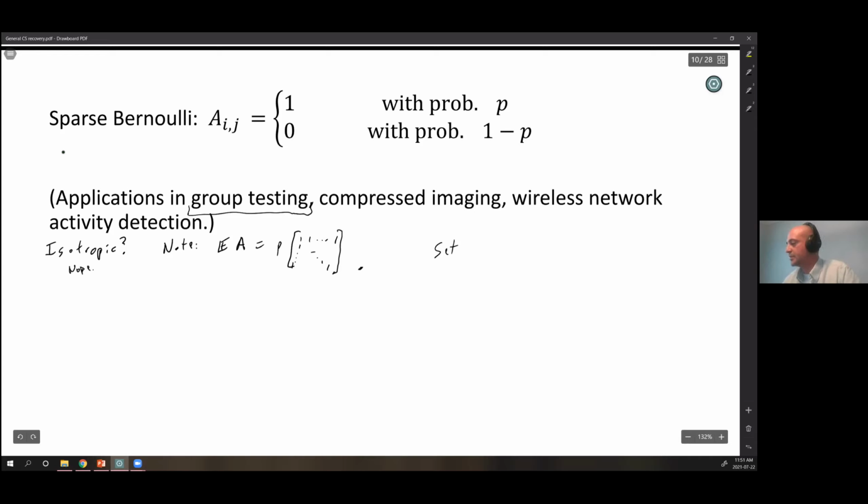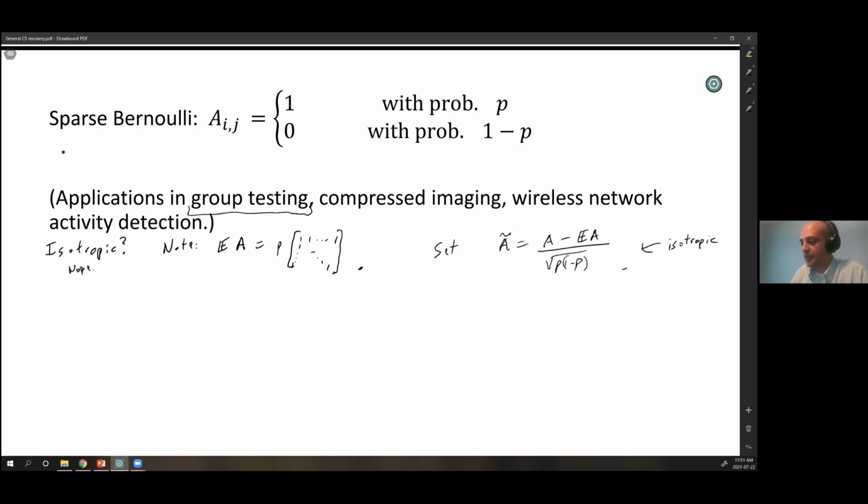Set A twiddle to be A minus expected value of A, which almost makes it isotropic, except with a little rescaling. There. And this is isotropic. So now this satisfies the conditions. And if you're actually given such a data matrix with a linear model, how do you get A twiddle out?